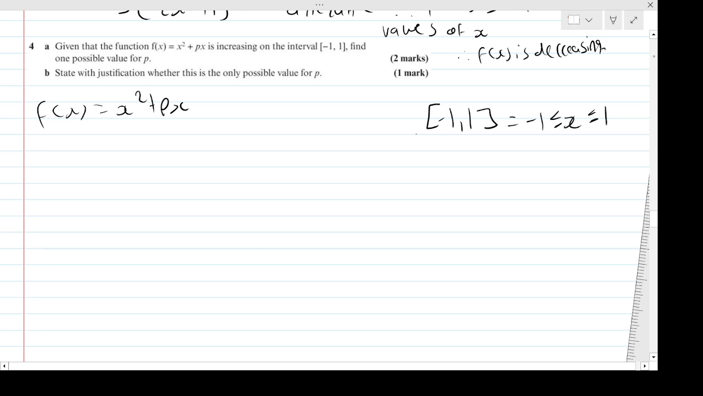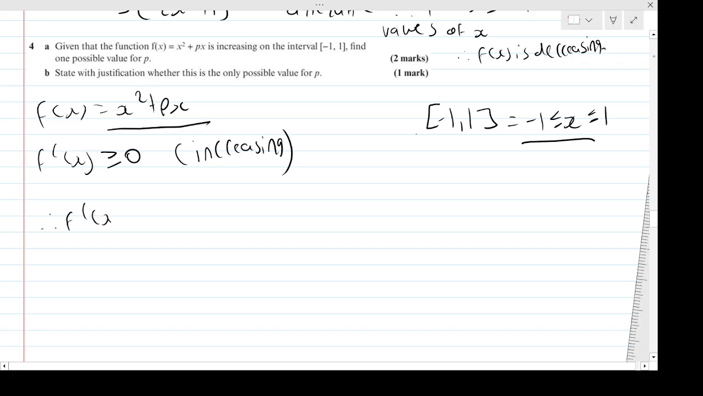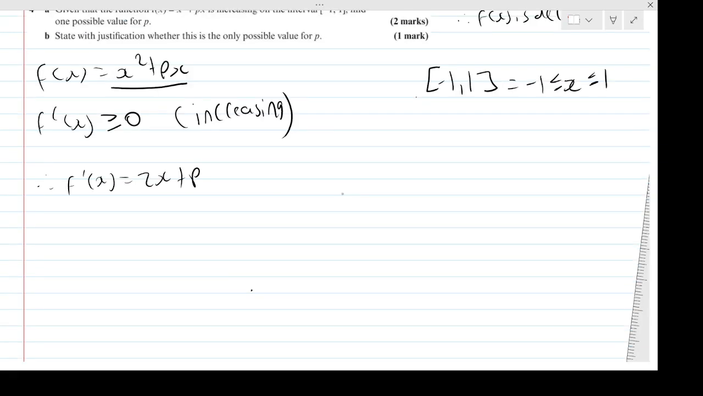So again, the function is increasing for these values of x. So firstly, obviously if it's increasing, the derivative has to be positive. So then let's work out the derivative. If we differentiate this, that's going to be 2x, and then px goes to just plus p. And so if it's increasing, we want to consider greater than or equal to 0.